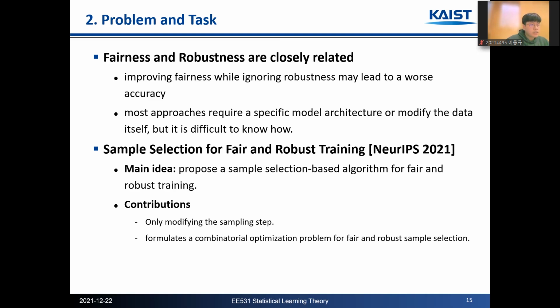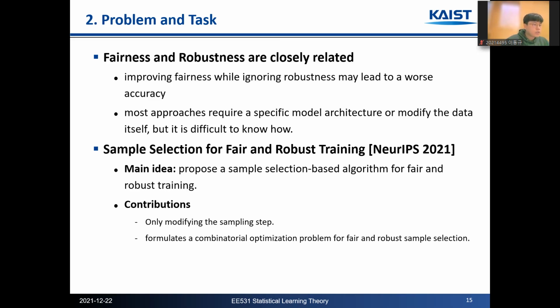There are several approaches for supporting fairness and robustness together. However, most require a specific model architecture or modify the data itself, but it is difficult to know how. This paper proposes an adaptive sample selection approach for the purpose of improving fairness and robustness. This approach can be used by only modifying the sample step in batch selection, which does not require modifying the model or data. It is built on top of two recent works, clean selection for robust training and batch selection for fairness.